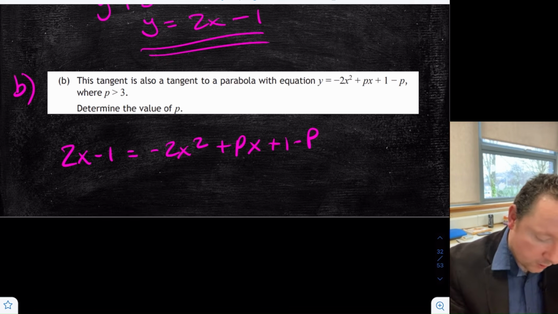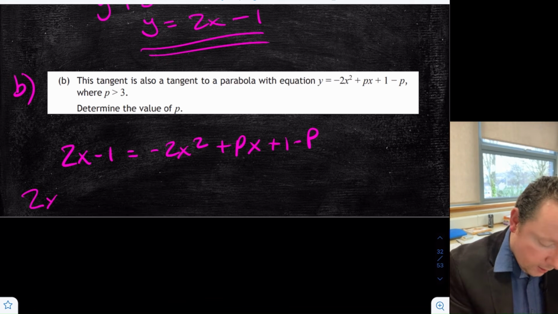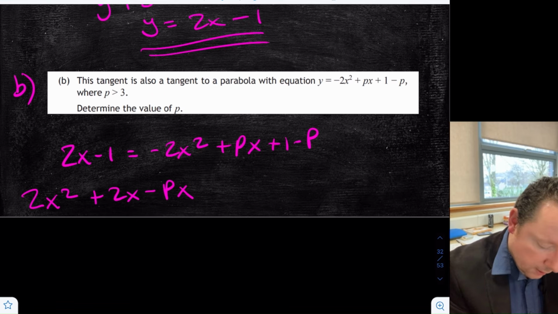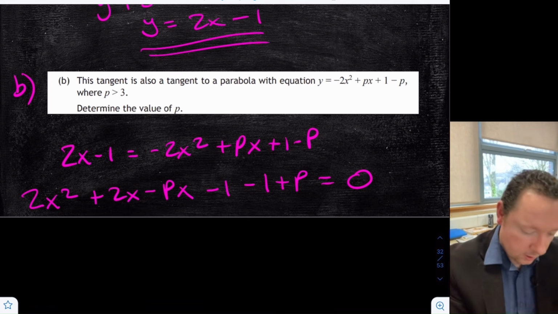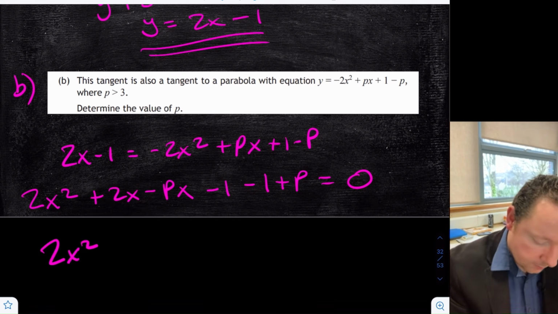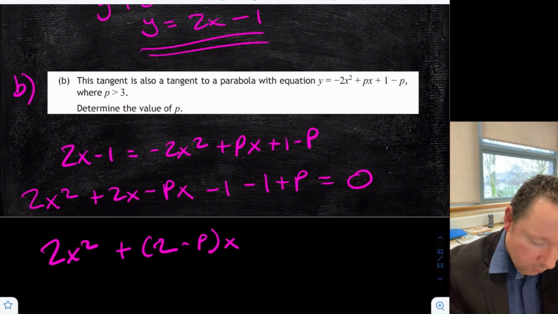So moving everything over to the left, we get 2x squared because it's negative. We've got plus 2x, then minus px, and then we've got minus 1, minus another 1, but then plus p, and that would equal 0. Collecting all our terms, so we get an x squared, x and a number. You get 2x squared. We can factorise x out here, so it's (2 minus p) times x. And then we've got minus 2 plus p equals 0.